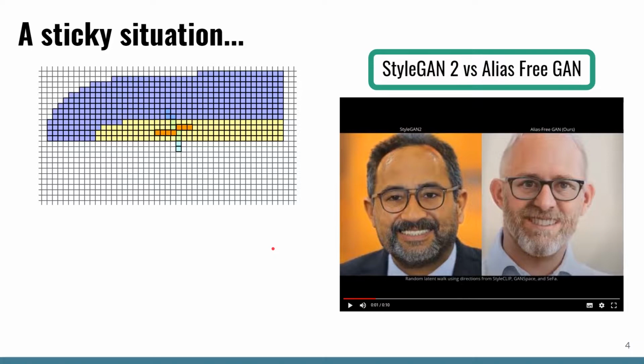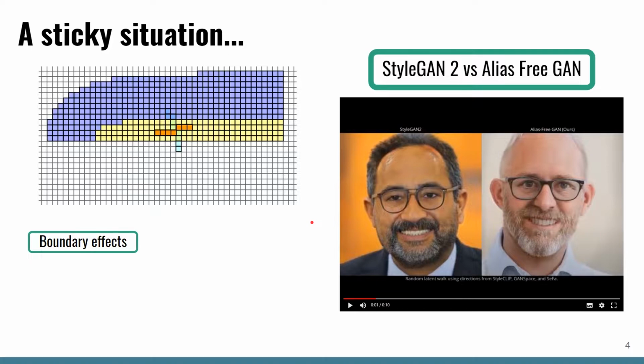So yeah, very strange situation. But what could this be? What could be the cause of this strange phenomenon? Well, this happens because obviously the network is aware of which coordinate it is looking at, which should not be the case, right?